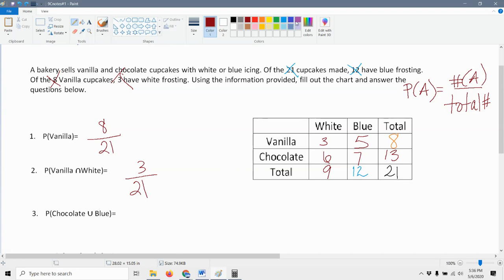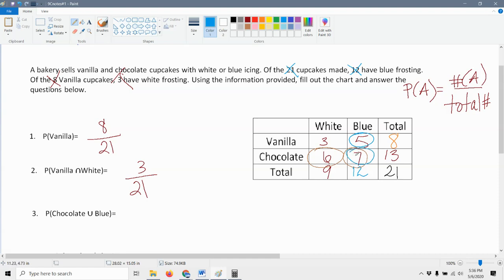This is important. When we're looking at the chocolate, these are the chocolate numbers we want to count. This is a total. We're not going to include that, okay? We just want to include the chocolate cupcakes, okay? Then we want to make sure to include the blue numbers.